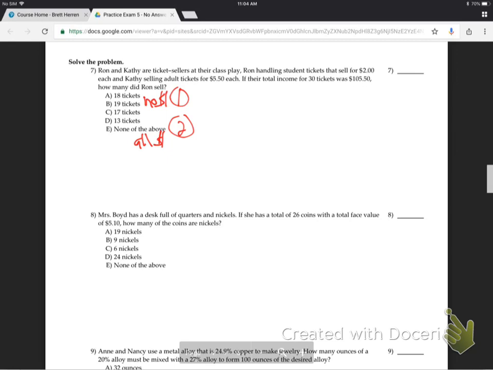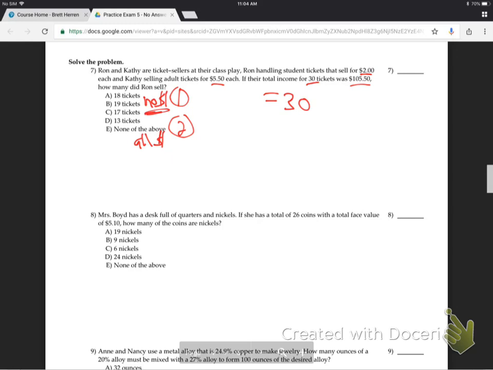So you tell me which of the numbers, look at the numbers up here. Here's $2, here's $5.50, here's 30, here's $105.50. Which of those numbers is not a money number? 30. Only the 30. So the first equation is going to be equal to 30 because it's the no money equation. That makes sense? It's not going to have the other numbers. It's just going to have the 30.